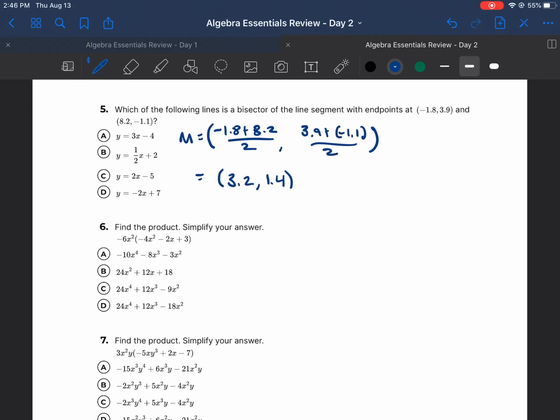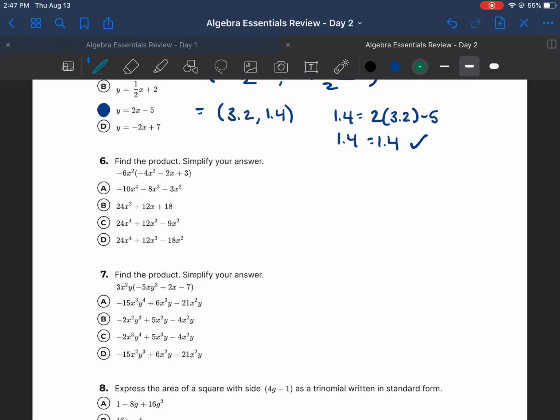So instead of testing them all, let's just test option C. And I know that because it turns out to be the correct answer. But let's verify that the point (3.2, 1.4) is actually on the line generated by the equation y = 2x minus 5. So let's plug in 3.2 for x and 1.4 for y. And we can verify that 2 times 3.2 is 6.4, and 6.4 minus 5 is indeed 1.4. So we have checked it out.